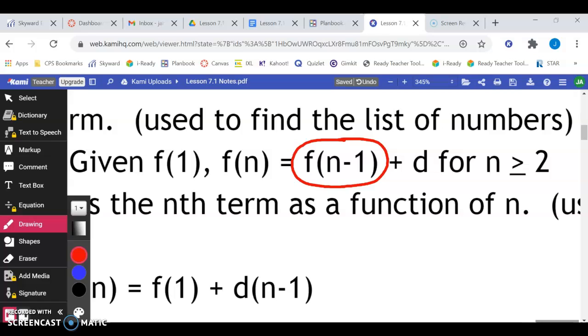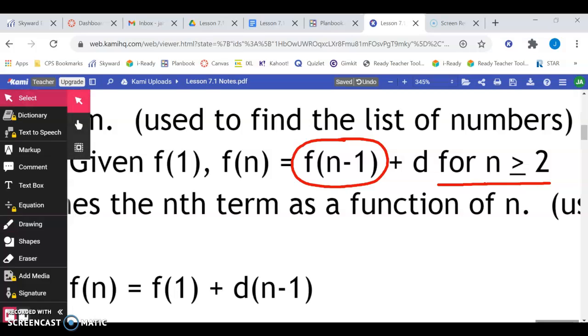Now, let's talk about this here. It says for n is greater than or equal to 2. So that is always at the end of a recursive rule. And what that simply means is that you are not going to use this rule to find the first term. It always has to be the second term or higher, because in a recursive rule, the first term is always given to you. So you're not going to plug anything in there. It's just telling you that this is for the second term and higher.